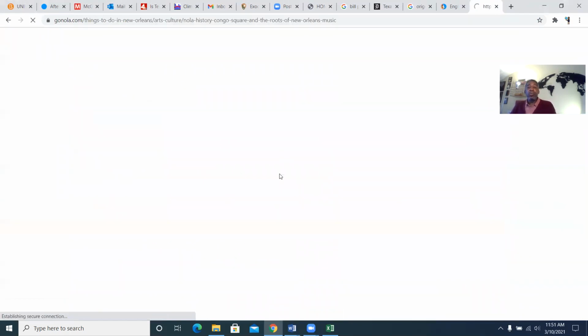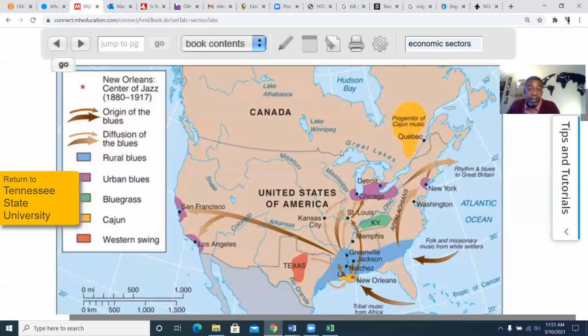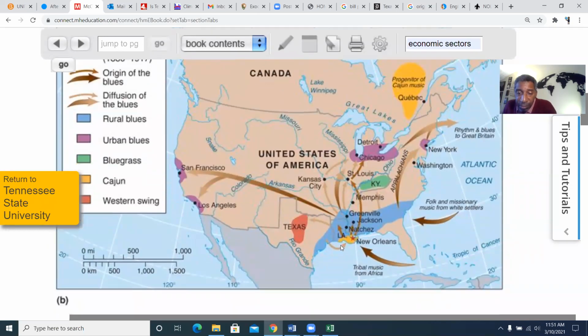And so Congo Square, if you read the history, is essentially the birthplace of jazz and essentially the birthplace of Black music. And it's graphically described or displayed on this map. So here you have Congo Square and the beginnings of jazz and the blues and so on and so forth.